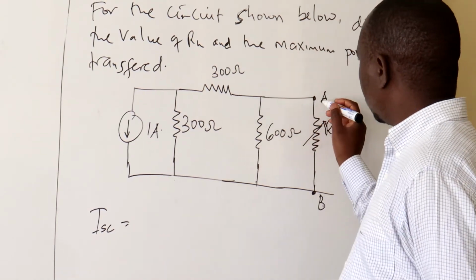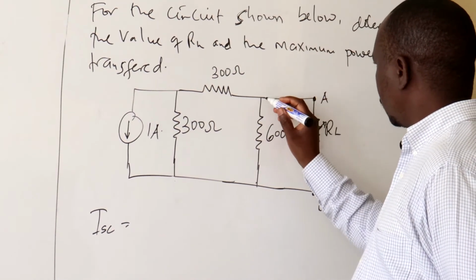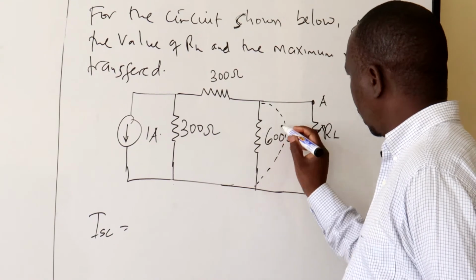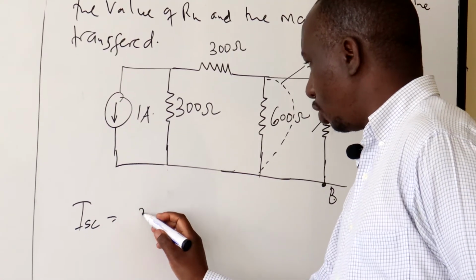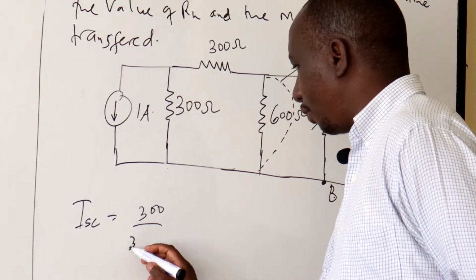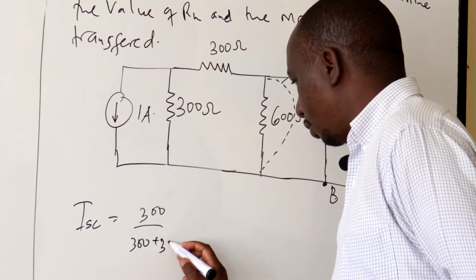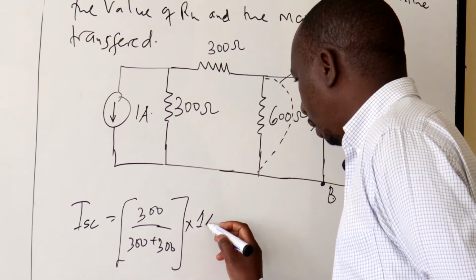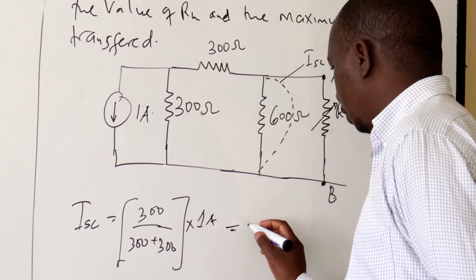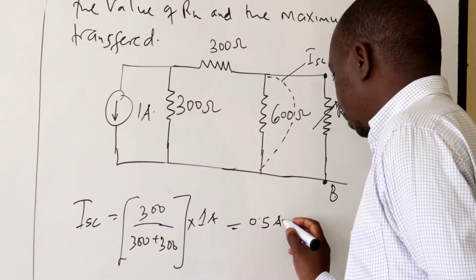If you put a short circuit across the load here, so that we have the short circuit at this point, I of SC is supposed to be 300 over 300 plus 300 multiplied by 1 amp. And this becomes 0.5 amps.